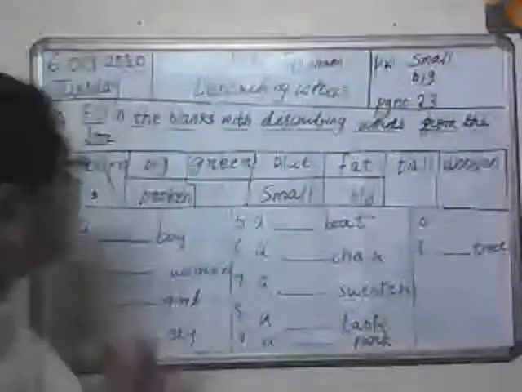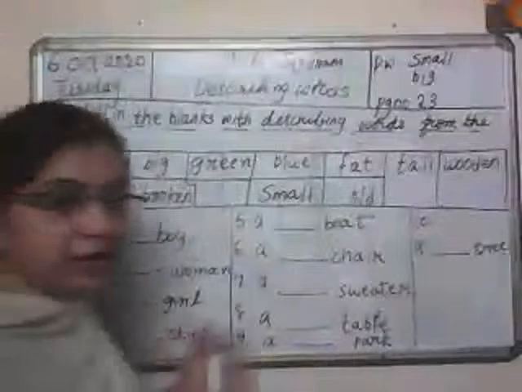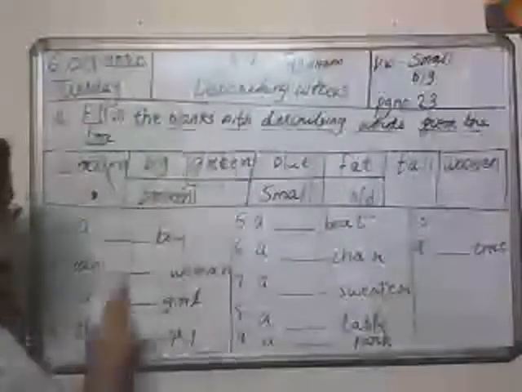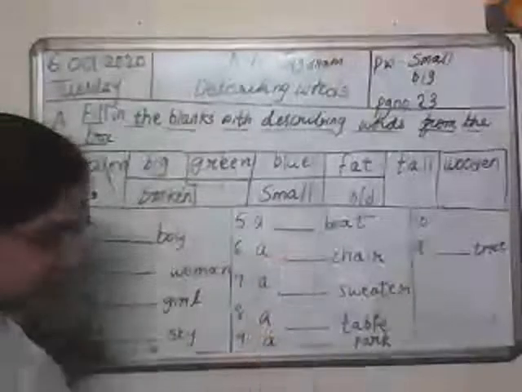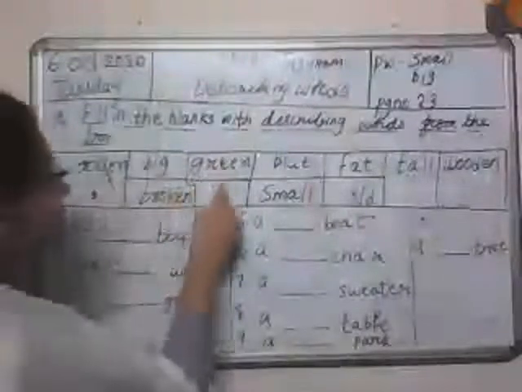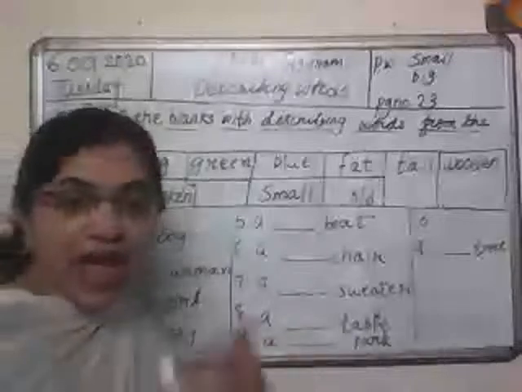Now, what we are going to do is, see, fill in the blanks with the describing words from the box. Let's understand the meaning of the heading. Fill in the blanks means blanks are given, right? All these are blanks, empty spaces. So we need to fill up these blanks with describing words from the box. This is a box, and the words here are all describing words, which also means adjectives.